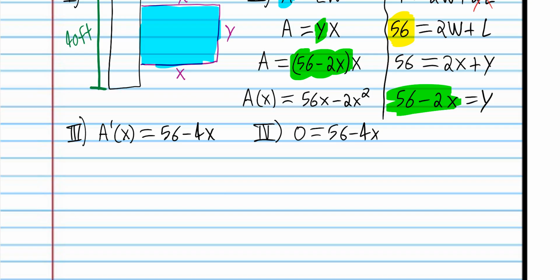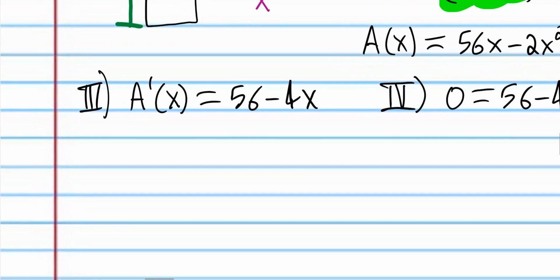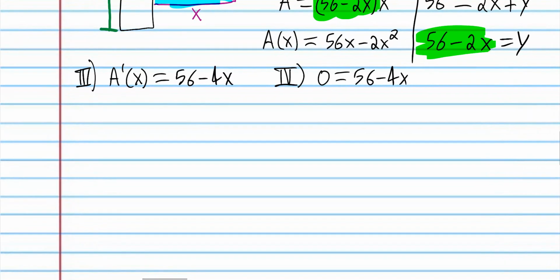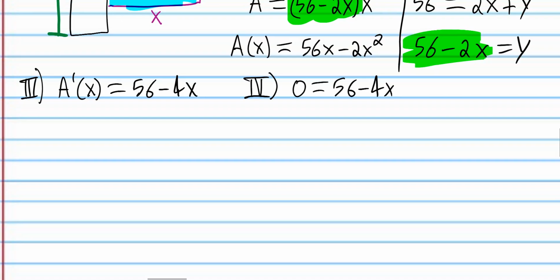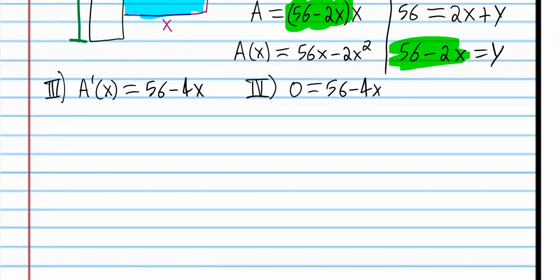Now it's also possible that a maximum value could occur when the derivative is undefined. But as you can see, there's no place where the derivative is undefined. If you're wondering when that would happen, that would be when you have an x in the denominator of your derivative. Then in this case, if x is 0, the derivative would be undefined, so that would be another point we'd have to check. Again, we want to check all the critical numbers.